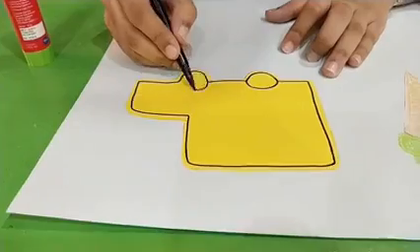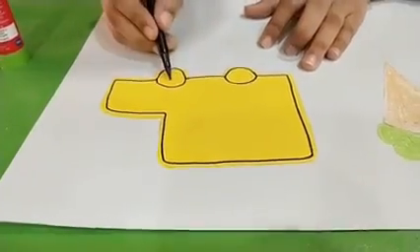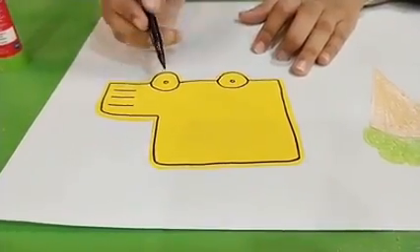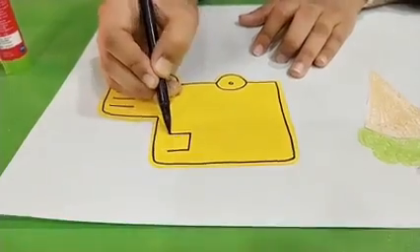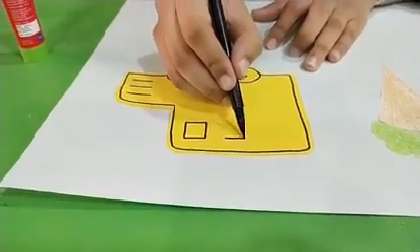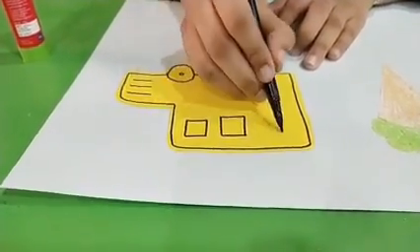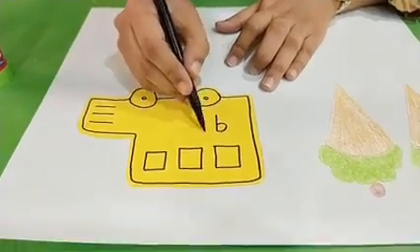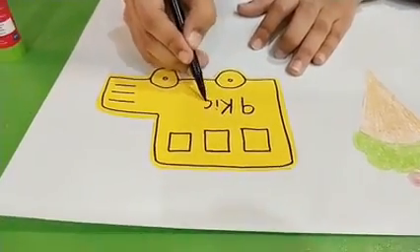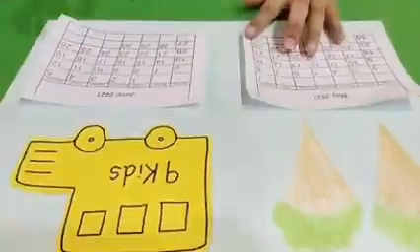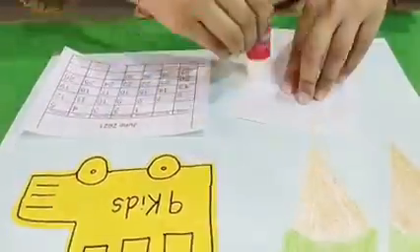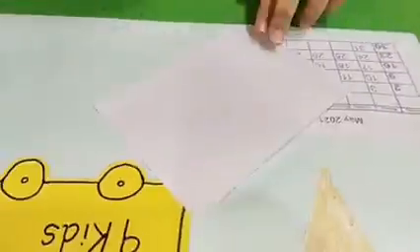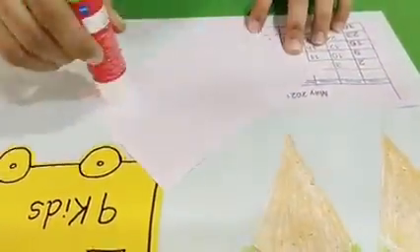Make 2 wheels of the bus and then draw 3 straight lines and 3 squares. They are the windows of the bus. And then write 9 kids on the bus. Now take May and June month chart and stick them.